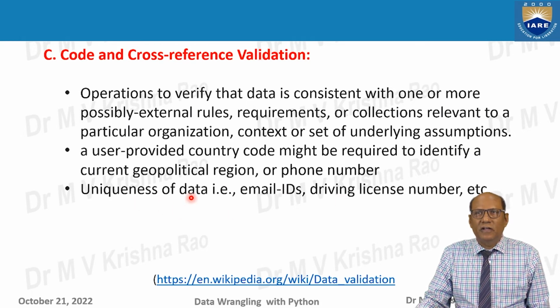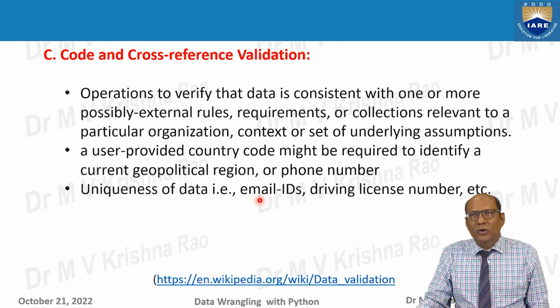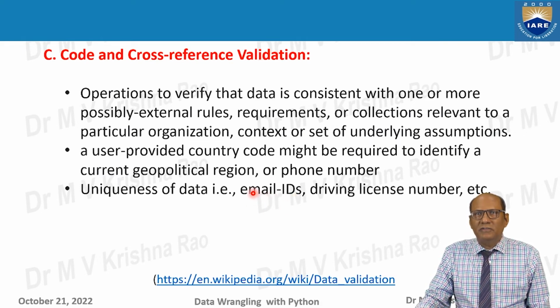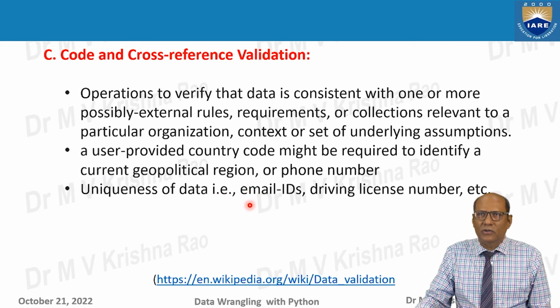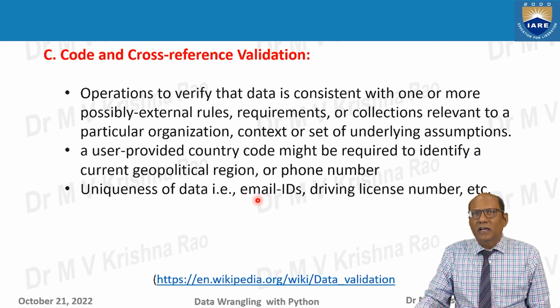So uniqueness of data means for email IDs, no two email IDs are the same. We all know that. Okay. And no two phone numbers can be the same if you include the ISD code also. So in that way, you have to identify the uniqueness of the data.